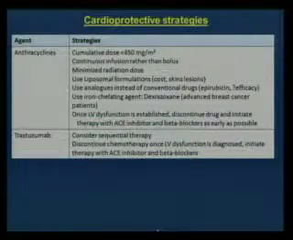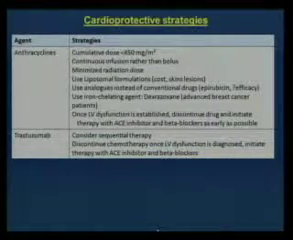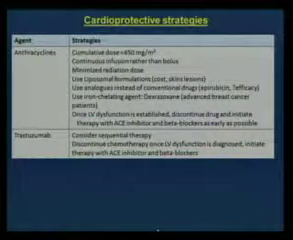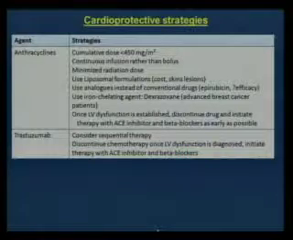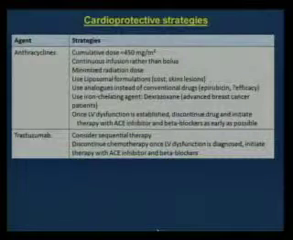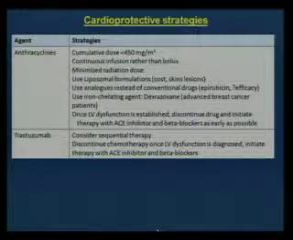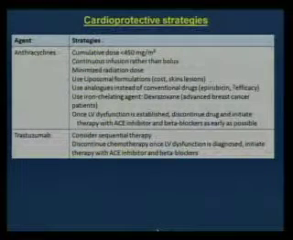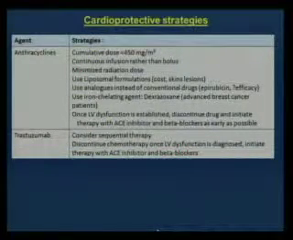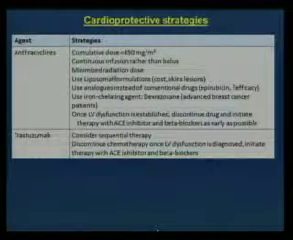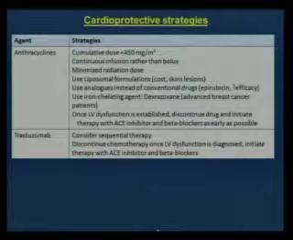What else can you do besides the non-invasive echo and the troponin evaluation? Well, if you are using anthracycline, your goal has to be to keep the dose less than 450. You really do not want to go higher than 450. Use continuous infusion rather than bolus. They have shown that if you use bolus, it's more likely to cause toxicity. If you use continuous infusion, it's less likely.